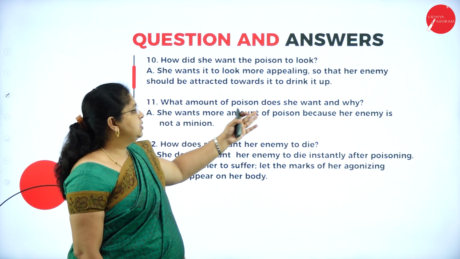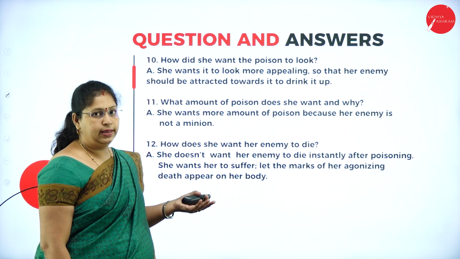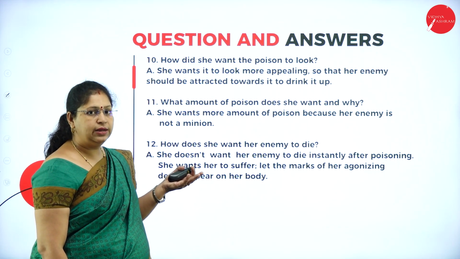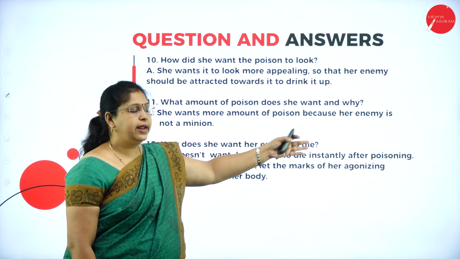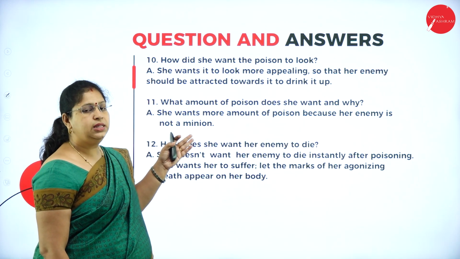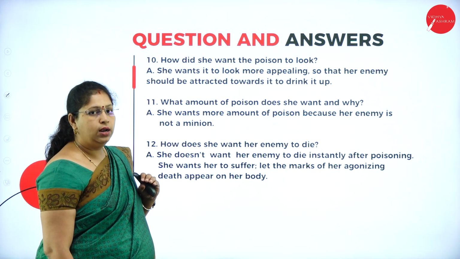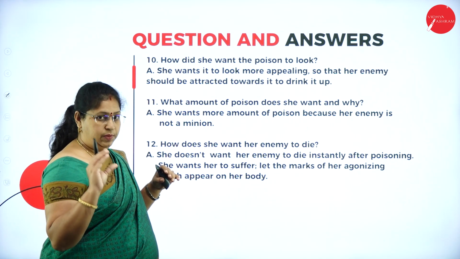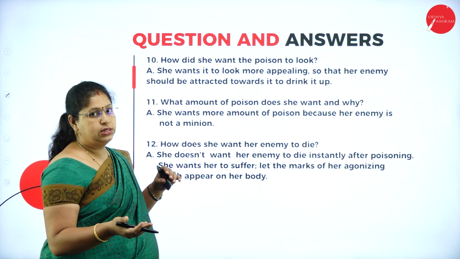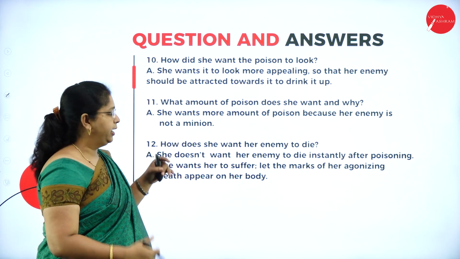What amount of poison does she want and why? Is a single drop enough for her? No, she wants a larger amount of poison because her enemy is not a minion. Minion means very small. So, she knows that her enemy is not small. So, the bigger the body, the more poison is needed. So, she believed like that.